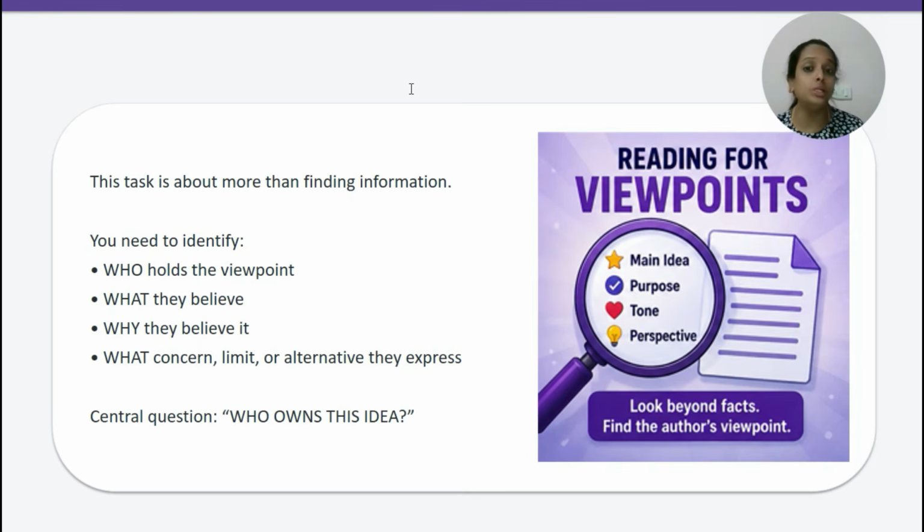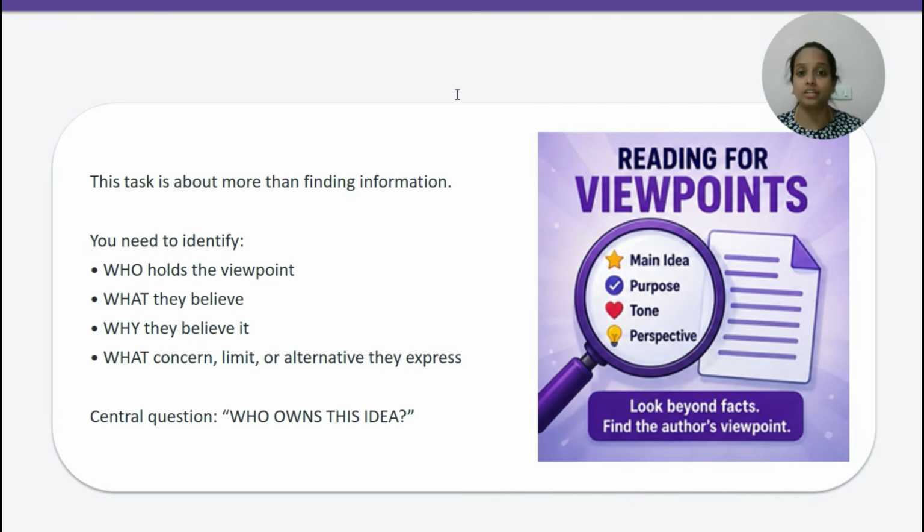And that is where people lose marks in reading for viewpoints. Welcome to the task I like to call Who Owns This Idea? Because in this part of the IELTS reading test, you are not simply reading for information. You're not looking for a date, you're not looking for a location, you're not trying to understand a process. Here, you are entering an argument. And inside that argument, you have to figure out who supports what, who disagrees with what, who agrees but for a completely different reason, and most importantly, who actually owns the idea in question.